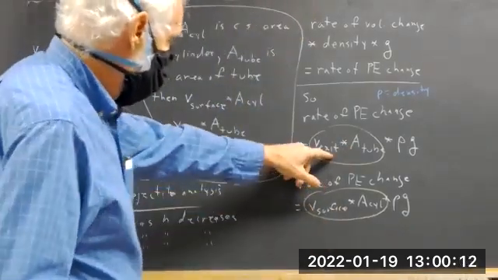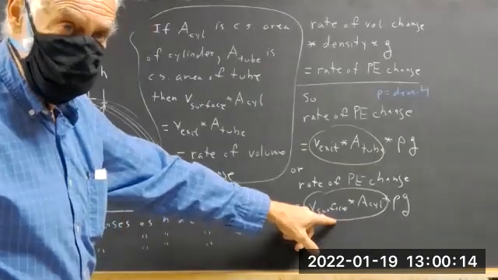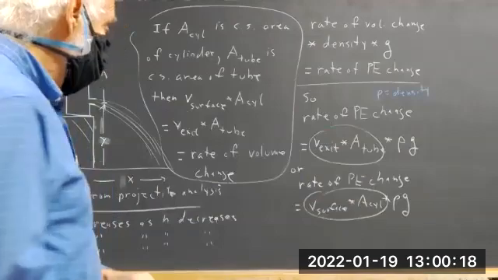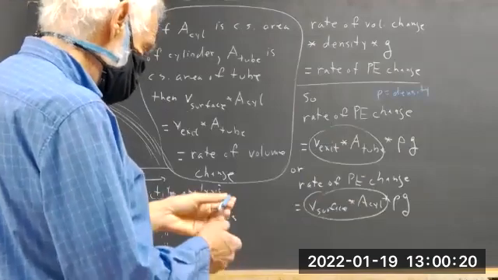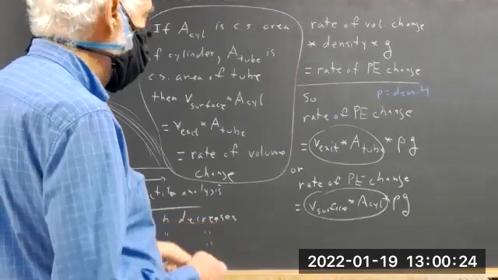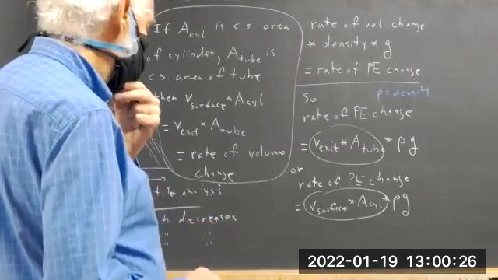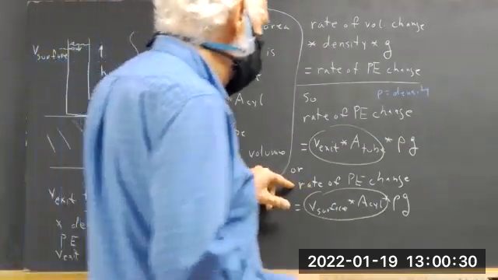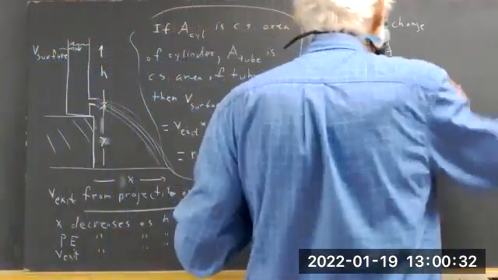This is what's lost from the cylinder. This is what flows out of the cylinder. The only way it gets out of the cylinder is the flow out. And now, what's the rate of potential energy change?